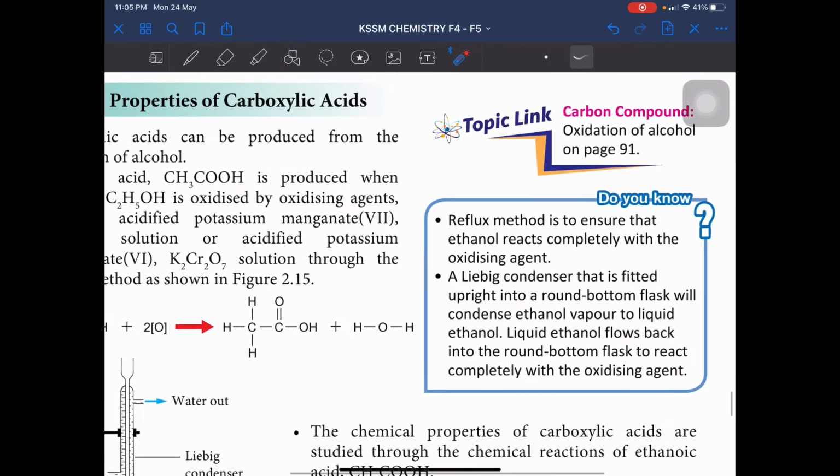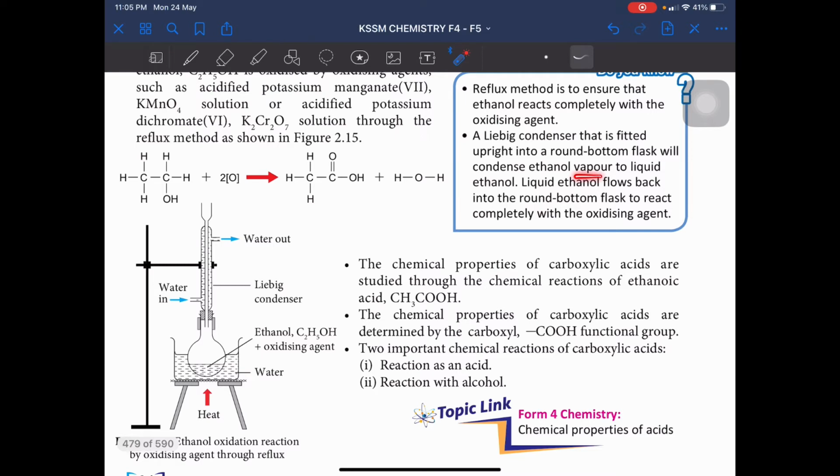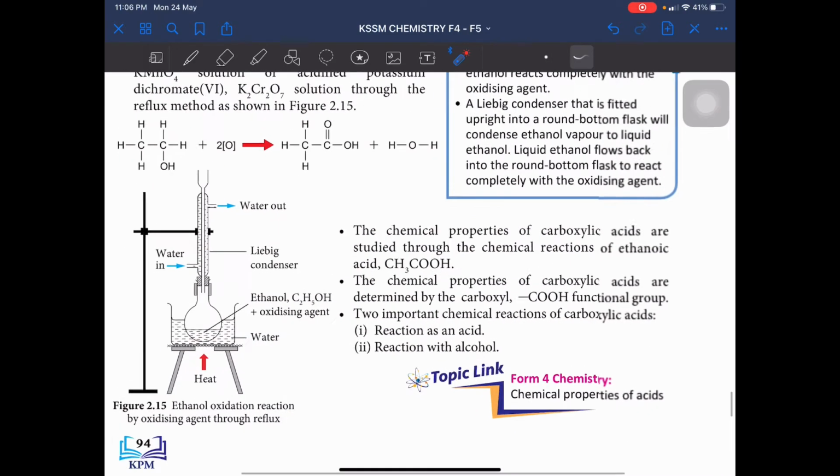So the Liebig condenser that is fitted upright into a round bottom flask will condense the ethanol vapor into liquid. So it changes the gas produced into liquid. Liquid ethanol flows back into the round bottom flask again, so that it can react completely. So the reason for using reflux is to ensure all the alcohol has completely reacted with the oxidizing agent.